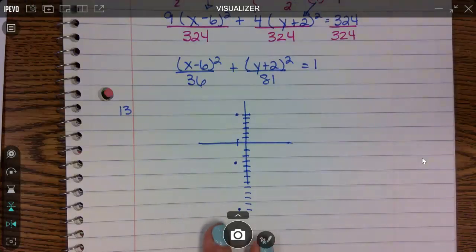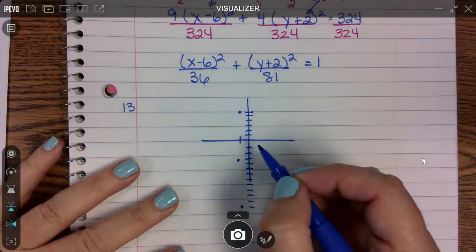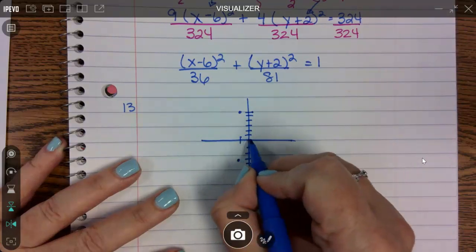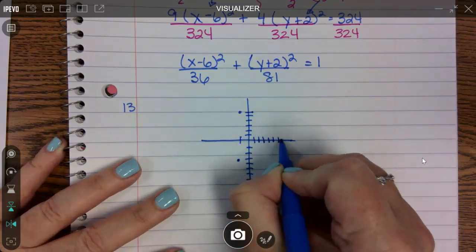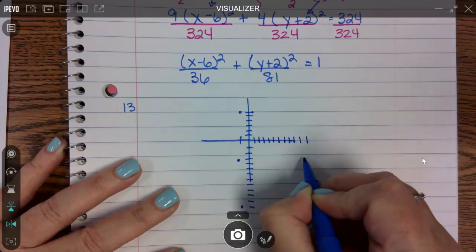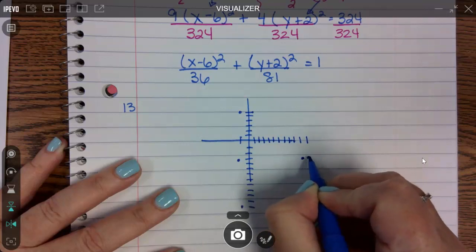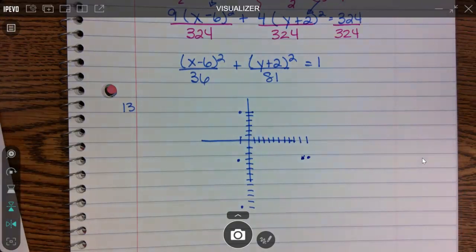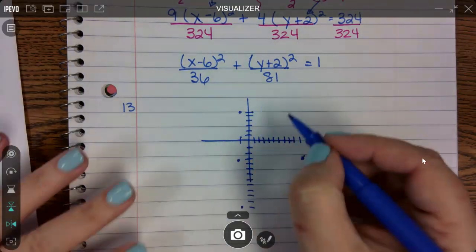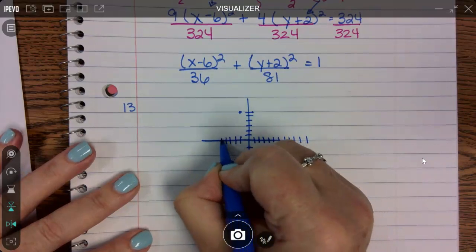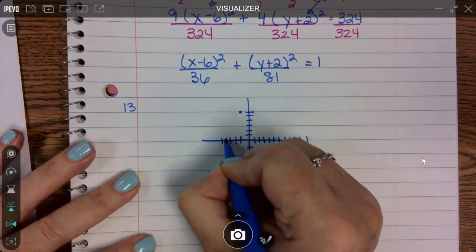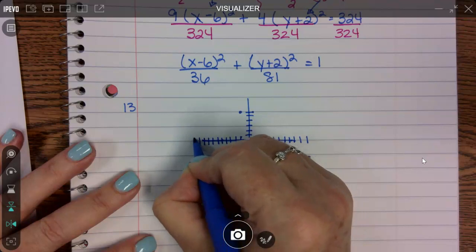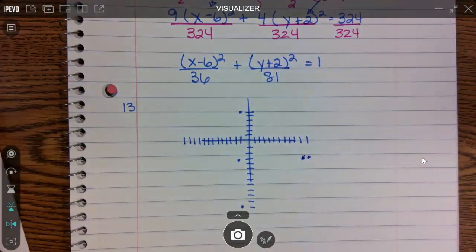Okay. Now we're going to go 12 left and right. 1, 2, 3, 4, 5, 6, 7, 8, 9, 10, 11, 12. Oops, off a little bit. So that's going to be 11 and -1. Wait, ooh. 1, 2, 3, 4, 5, 6, 7, 8, 9, 10, 11, 12. And that's going to be -13 and -1.